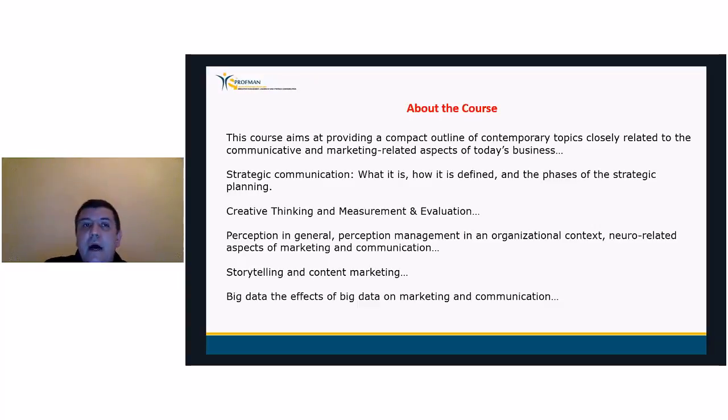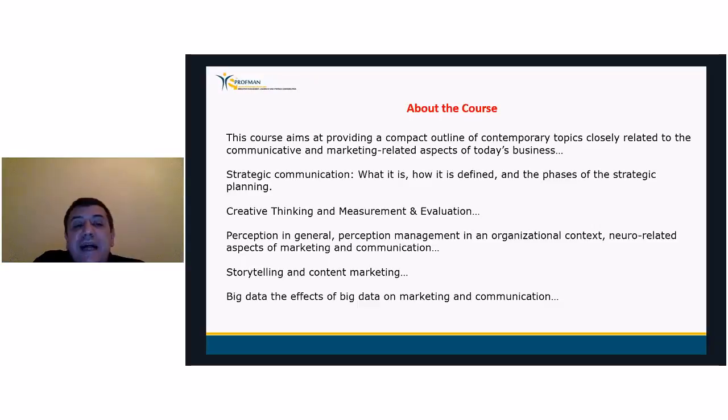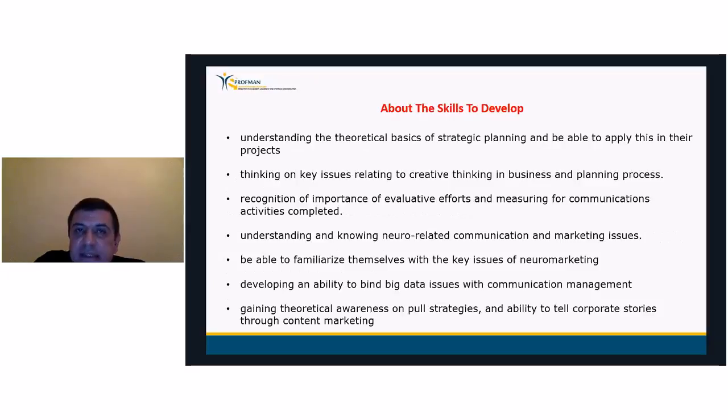But what about the skills to develop? In this course, first of all, understanding the theoretical basics of strategic planning and be able to apply this in your project. And we would like to think on key issues relating to creative thinking in business and planning process.